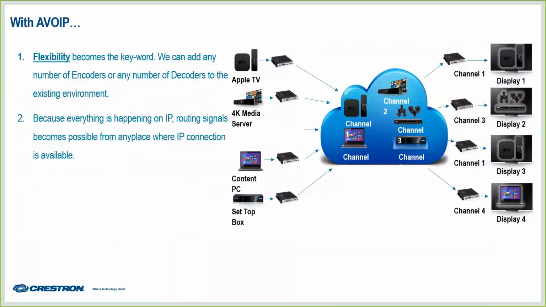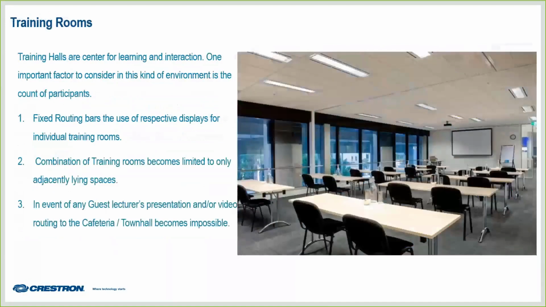The next example that I would take up for a common space is that of the training rooms. Now, training rooms are centers for learning and interaction. And one of the most key features that we need to keep in mind is that the capacity of a training room depends on the count of the participants who will be attending that training. Now, this is a challenge that we all have faced: how do we bring two training rooms together to act as one?